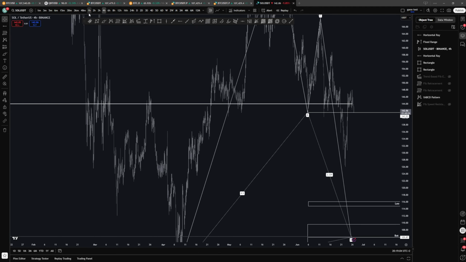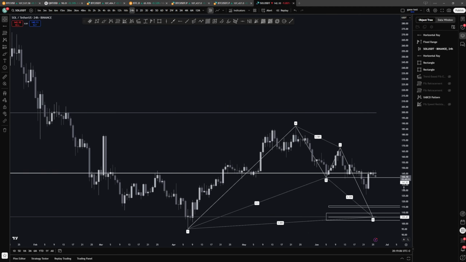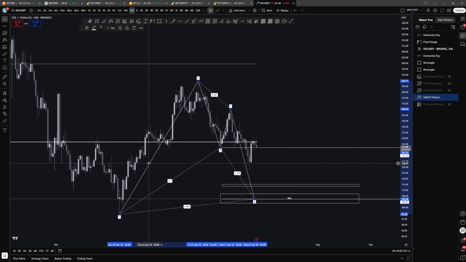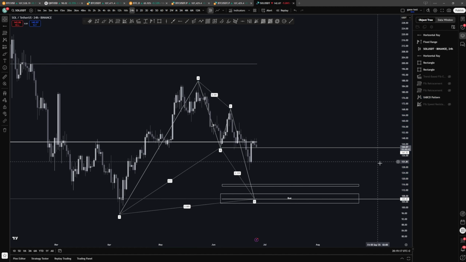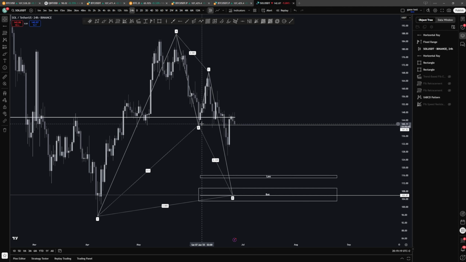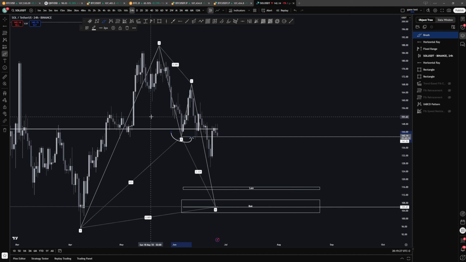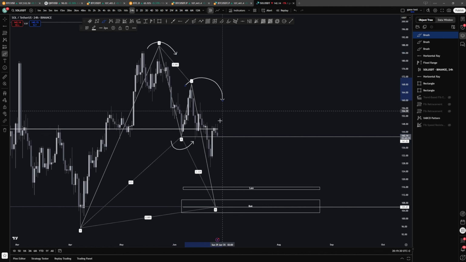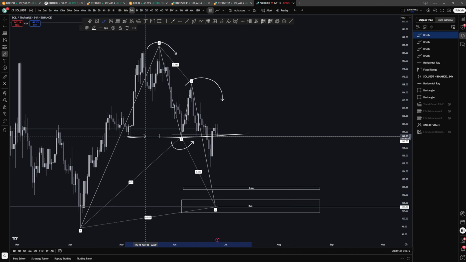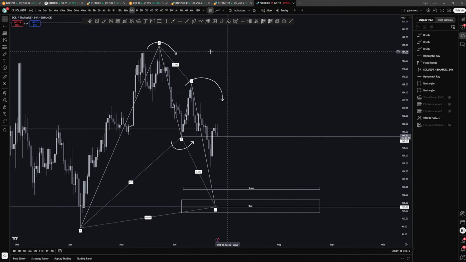A small thing about bats is when you have a bat with an XB of 0.5, and this kind of works for every harmonic, but it works marginally better on bats. When you have a bat with 0.5 X to B, the B point is a very important level. And the reason for that is not only is it obviously going to be a structurally important level, because you have like your high, your low, your high, and then you lose it, make a lower low. But it's also on top of that, the midway point of your previous move. And the midway point, even outside of fibs, is always going to be a very important level.